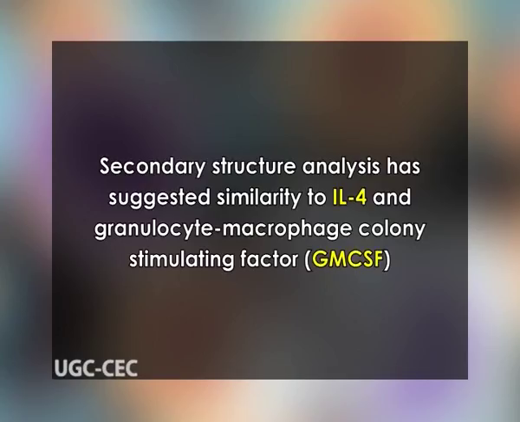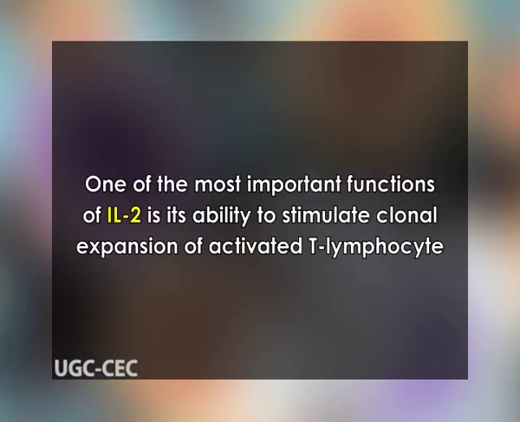Residues in helix A and in the loop region between helices A and B are important for receptor binding. Secondary structure analysis has suggested similarity to interleukin 4 and granulocyte macrophage colony stimulating factor, GM-CSF. One of the most important functions of interleukin 2 is its ability to stimulate clonal expansion of activated T lymphocytes. Receptors for interleukin 2 are present in extremely low concentrations on resting T cells.